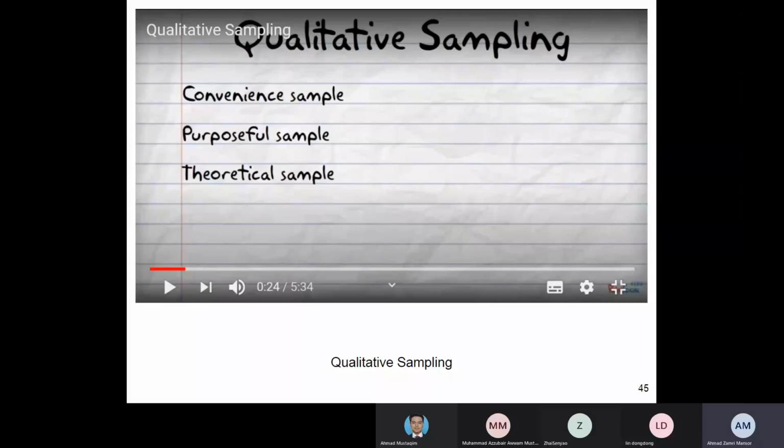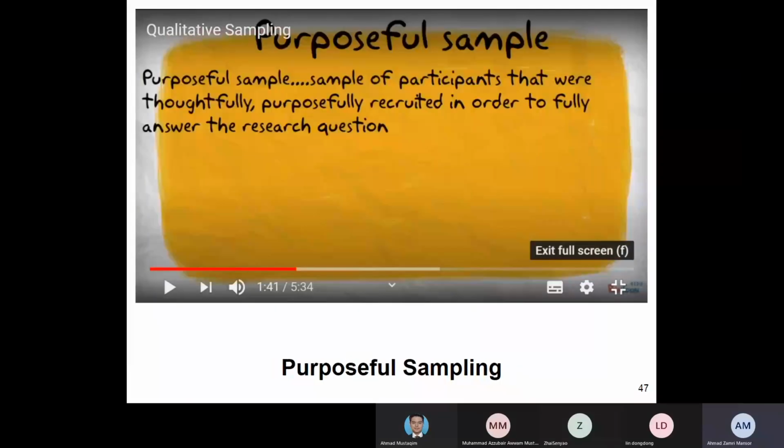All right, so qualitative sampling. There are purposeful sampling, theoretical sampling, and convenient sampling. So we go to purposeful sample. A purposeful sample is a sample of participants that were purposefully recruited in order to fully answer the research questions. So that's the purposeful sample. We look for people that fulfill our purpose. In research we have a research purpose, and who can fulfill that purpose, we call that purposeful sample.